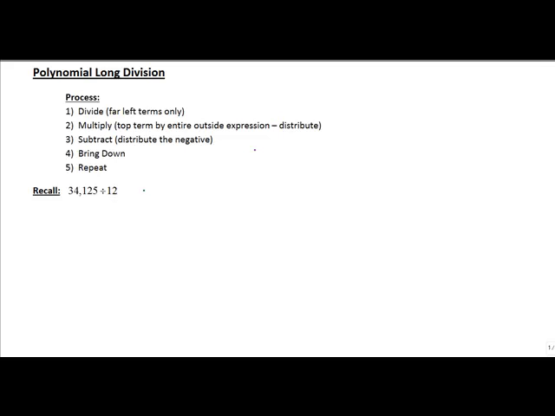So just to review how to do that with numbers, we're doing 34,125 divided by 12. So we want to focus on the 12, of course, and then the first two digits, the 34. So let's see. 2 times 12 is 24. So we'll actually do the multiplication. And then we're going to subtract now, so 34 minus 24 is 10. Bring down the next digit, which is a 1, and repeat the process.